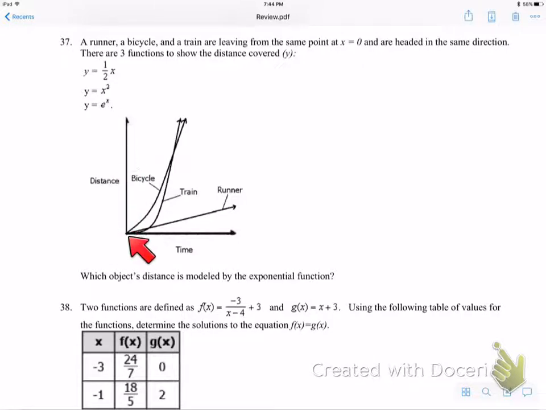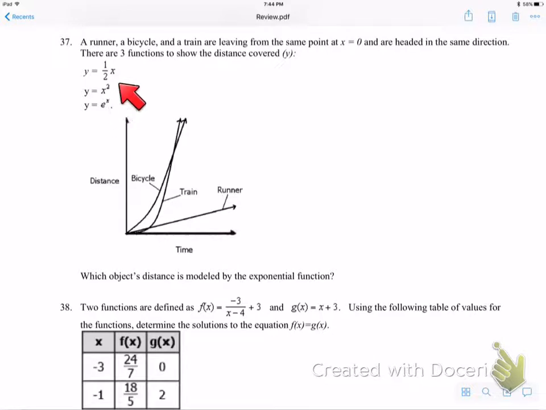So which of these is the exponential, which of these is the quadratic? Well, you can see right here, the bicycle stops growing quite as quickly, and the train keeps growing very quickly. You can see that its slope is steeper, so it's going to get bigger even faster. That's what exponential functions do. They get really big really, really fast. They start off really small, and then they get really big. So the train is our exponential function.